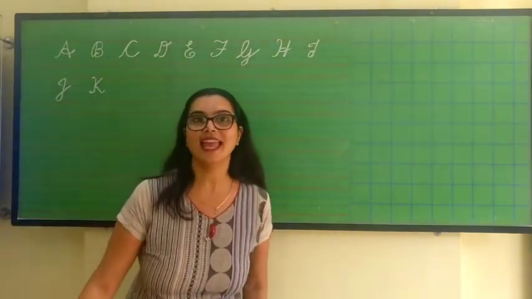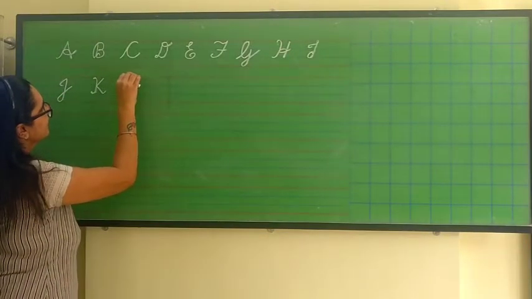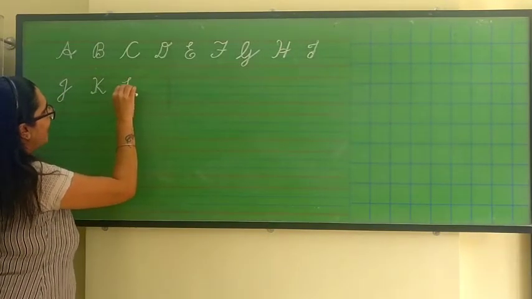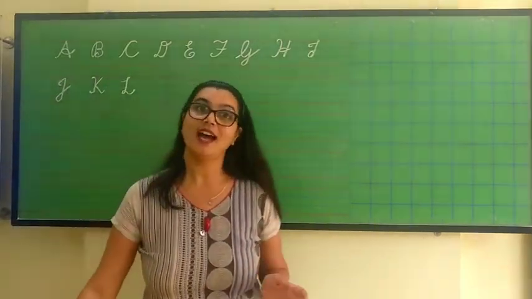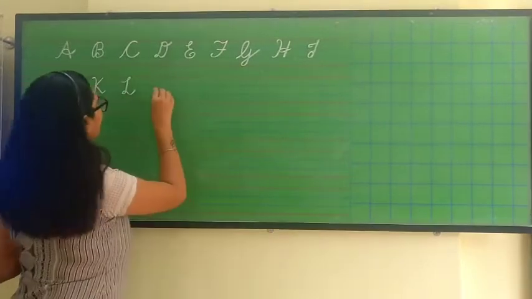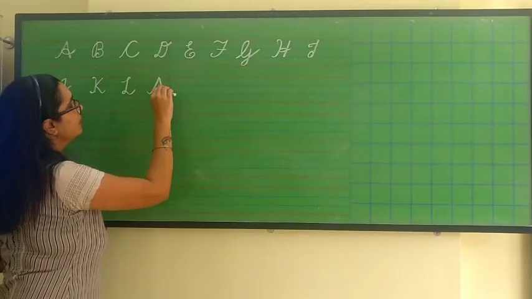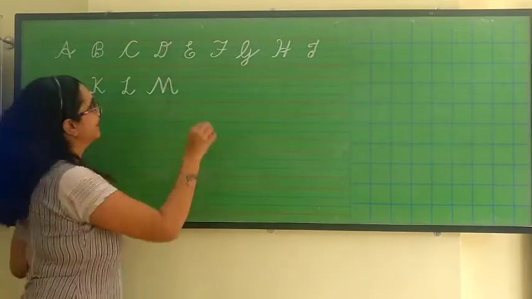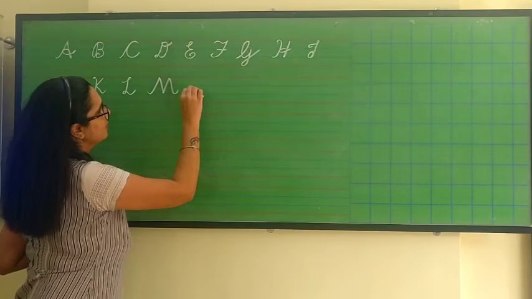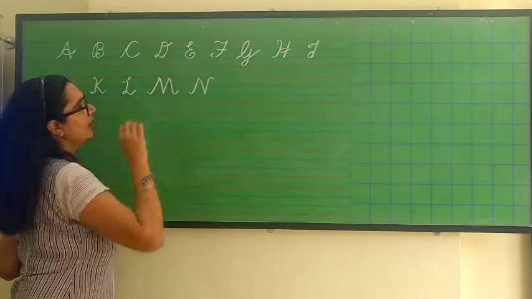Now let's write L. A turn and a curve. Cursive L. Now M. Yes, and it's very simple. Go up, come down like a mountain. And now N. N is also a curve, down, up, and a curve up.